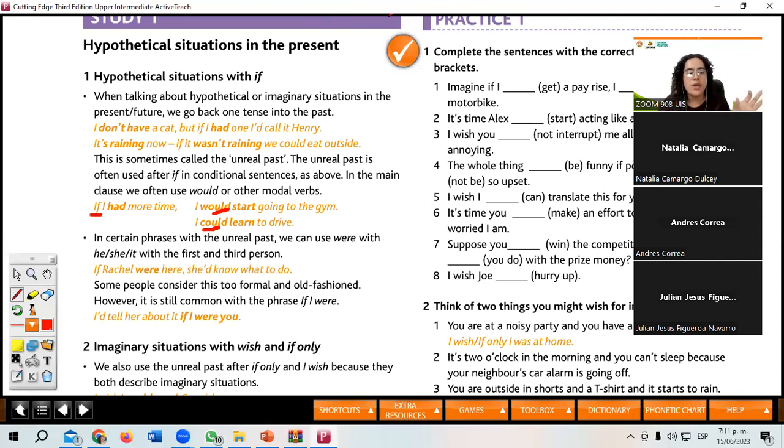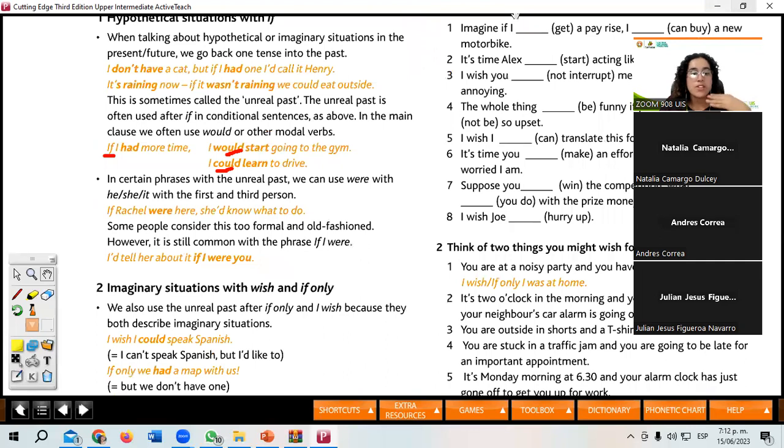So in the condition, we have the past. And for the main, we have would, could, or might, okay? Other modal verbs. Okay? Do we have questions until this point? No? Okay. So if there are questions, guys, please raise your hand. Tell me on the chat. We can solve them as we go.